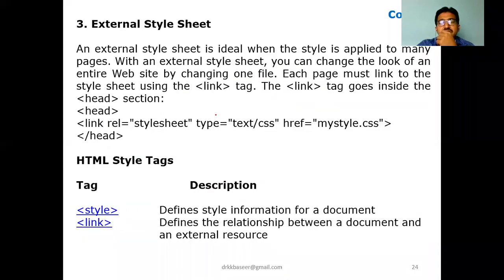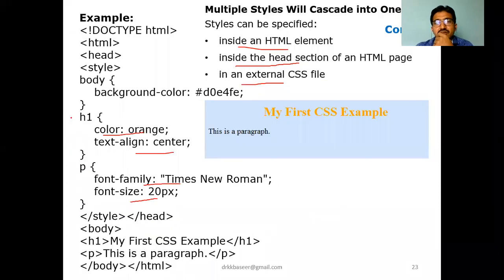Okay, coming to the external style sheet, the third one. An external style sheet is ideal when we are going to apply styles from outside. How can we use this? We have a tag called the link tag. This external one you also use within the head. So within the head, instead of mentioning it within the style element, whatever you have written here, you have written this style from here to here, right?